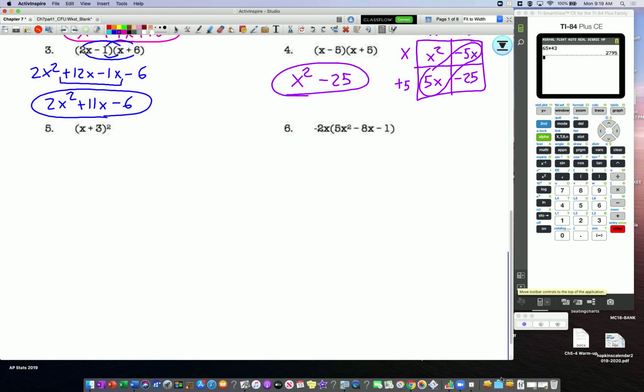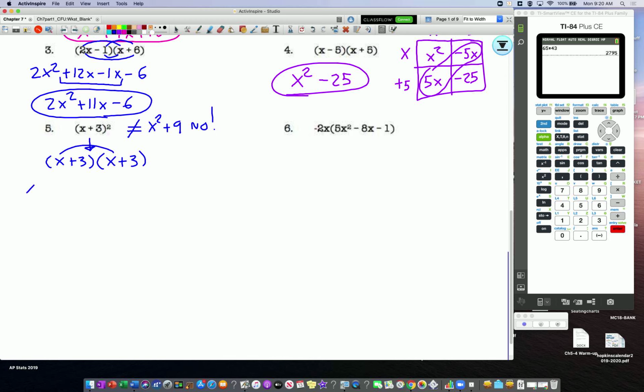All right, x plus 3, quantity squared. So a lot of students think this equals x squared plus 9. This is a big fat no. Okay? You don't just square the first and last term. X plus 3 with the squared on the outside means x plus 3 times x plus 3. That's what it actually means. So you actually have to FOIL it or do the box method, or you're going to forget a piece.